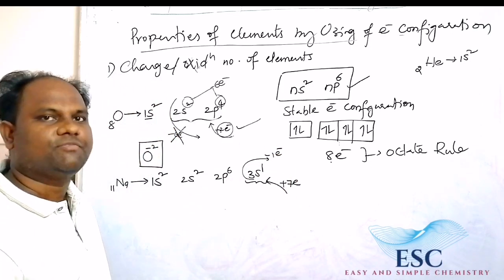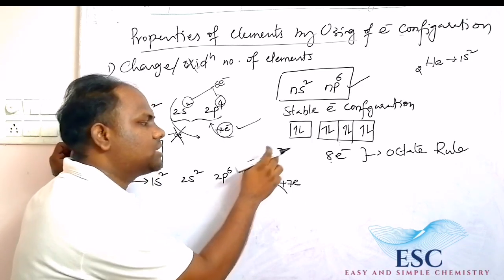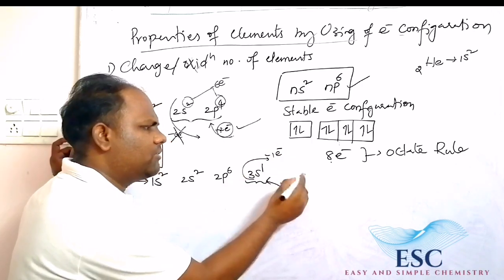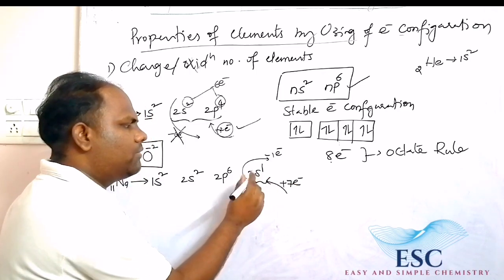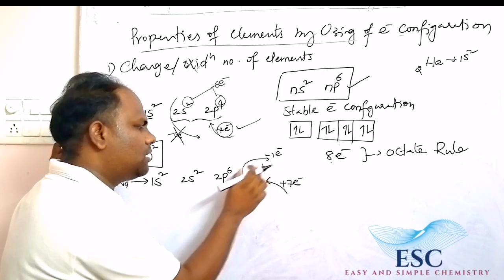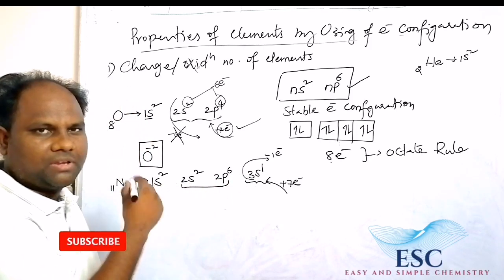Which condition is the favorable condition: accepting 7 electrons or losing 1 electron? When accepting 1 electron, it can show the octet rule configuration. Where removing this 1 electron, it can show that these 2 orbitals act as a valency orbital.